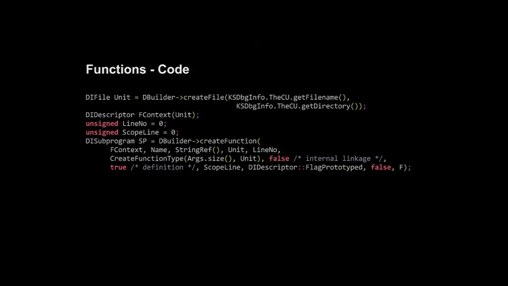First, we need a file, though, which is a little interesting. But we've already got all that information sitting around because we need it for the compile unit. Why are we duplicating it? DWARF and other reasons.